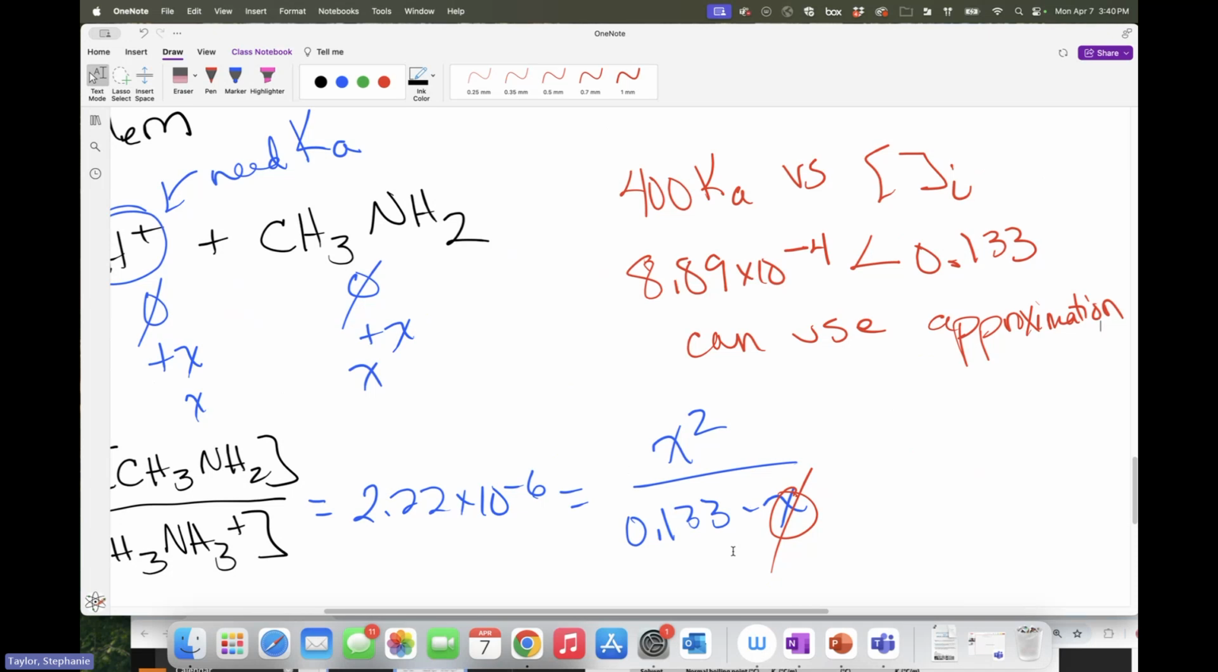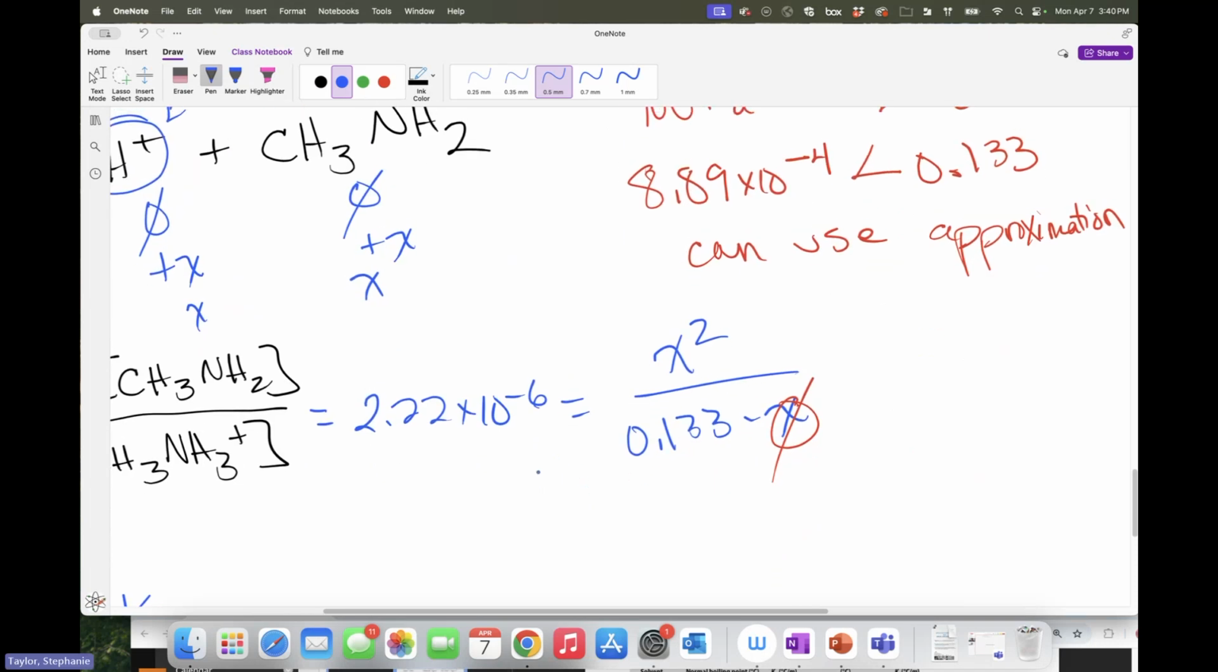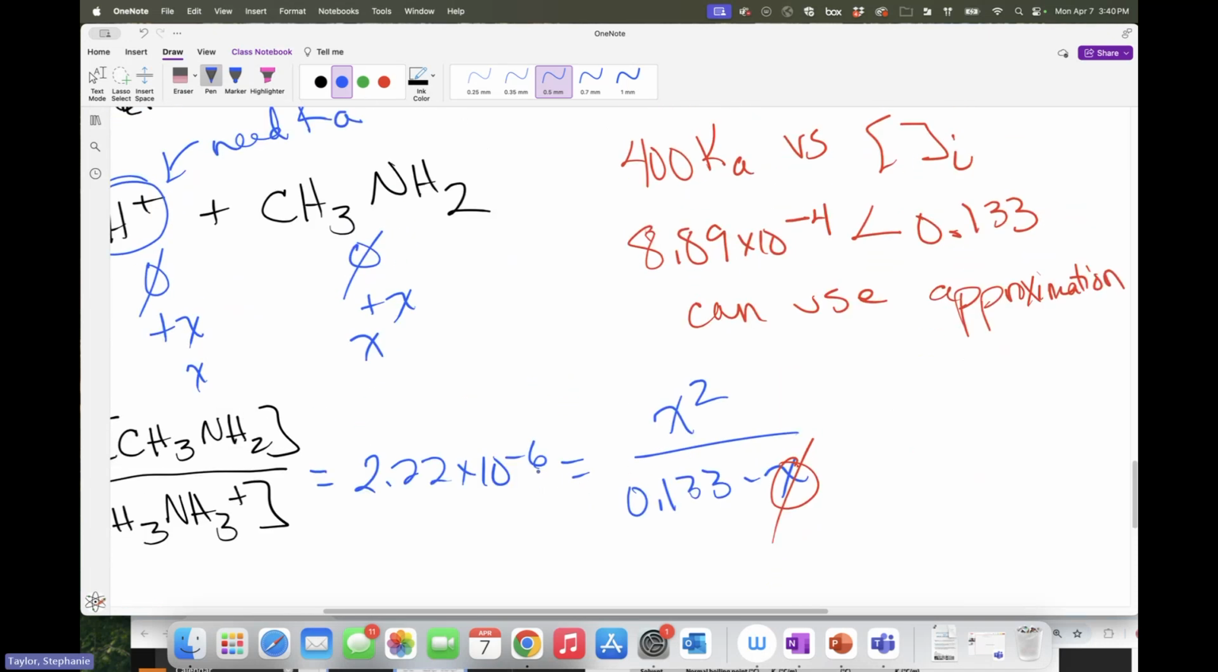That's essentially the same thing that we're doing here. We're assuming that the change is so small that if you added or subtracted such a tiny, tiny number, it wouldn't make a difference. So any x added or subtracted, we are assuming is 0. That's the approximation method. So we're solving for x.